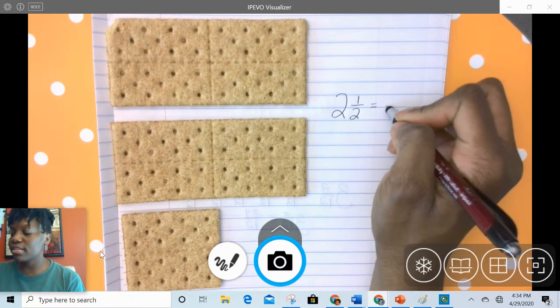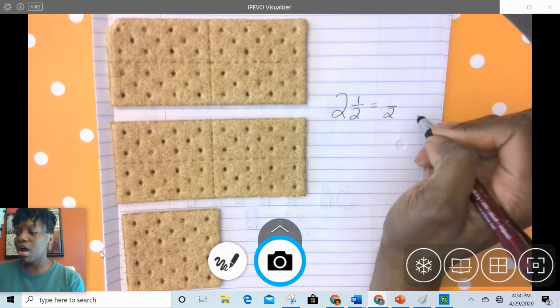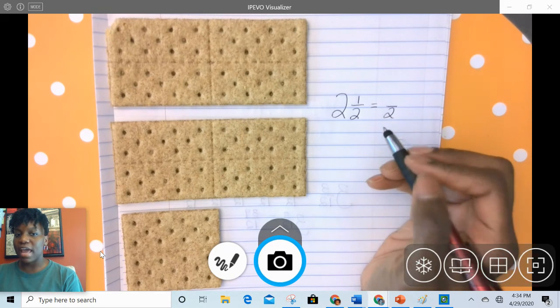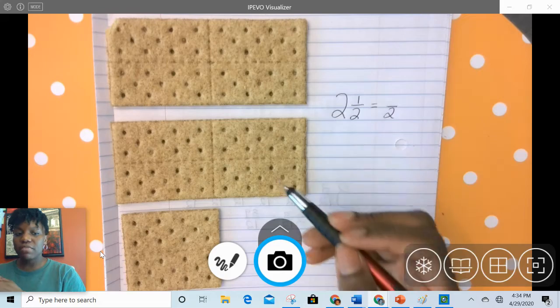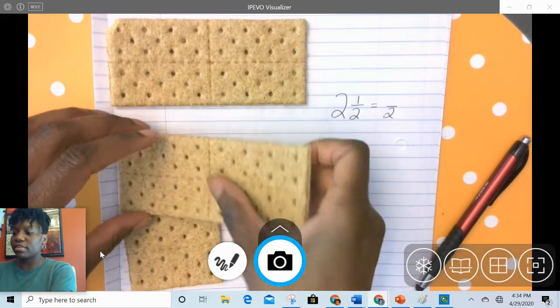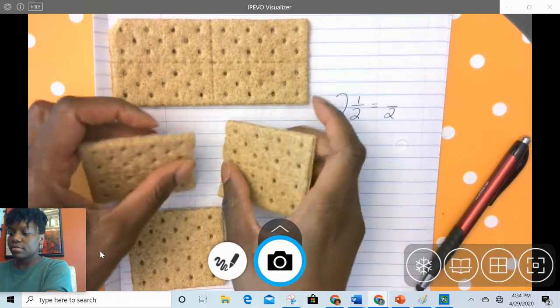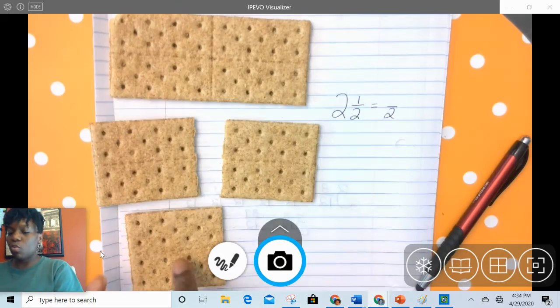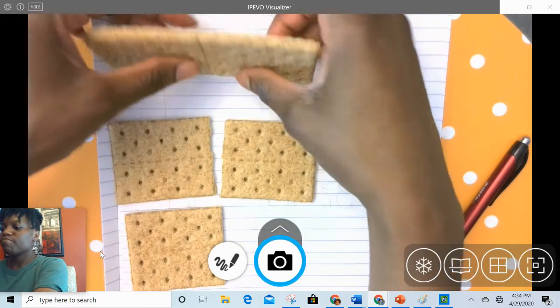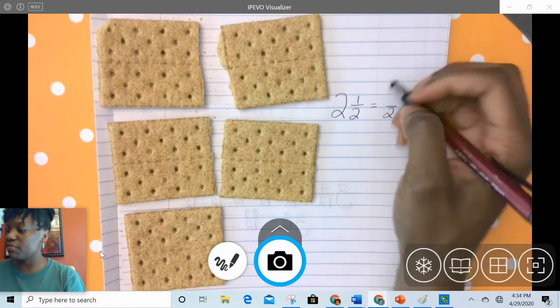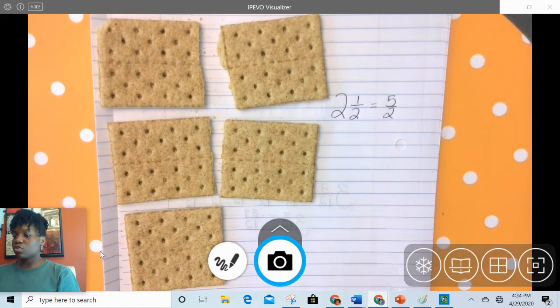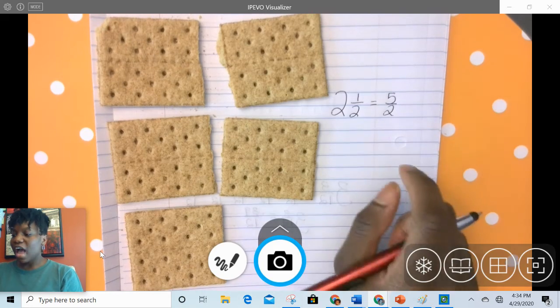Well, I want to write it as an improper fraction, so I want my denominator to stay as a half, okay? So what I'm looking for is, how many of these halves could I get here? Well, if I break this in half, that gives me 1/2, 2/2, 3/2. And if I break this in half, I get 4/2, 5/2. So that gives me 5/2. So 2.5 equals 5/2.